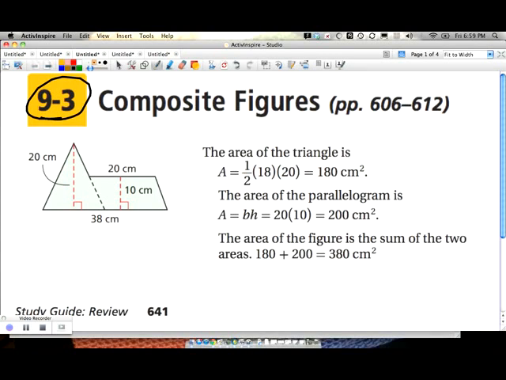Alright, you guys, we are back here. Now we're looking at section 9.3 for geometry. This is composite figures. Remember, to compose means to piece together or to put together.